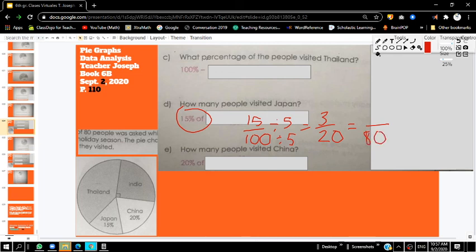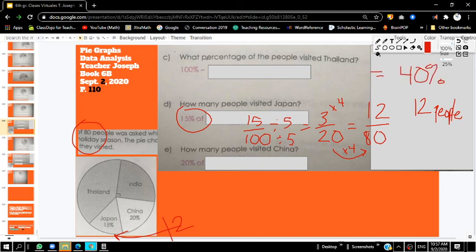There we go. Whenever you find an answer that doesn't make sense, like this one, 533 people doesn't make sense because our total's 80, you have to try that calculation one more time, okay? 20 to get to 80, we multiplied by 4. So 3 times 4 equals 12, okay? So it should be 12 people visiting Japan. Okay, so our answer is 12 people. Okay, and I think our answer for Thailand was 40%. Is that correct?